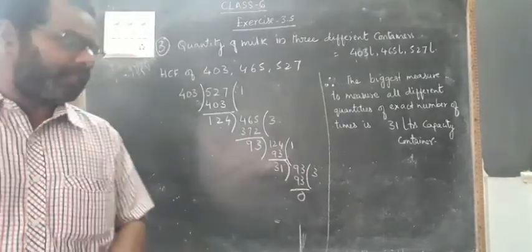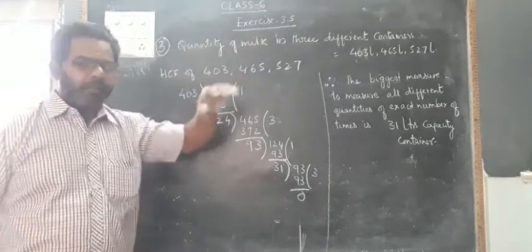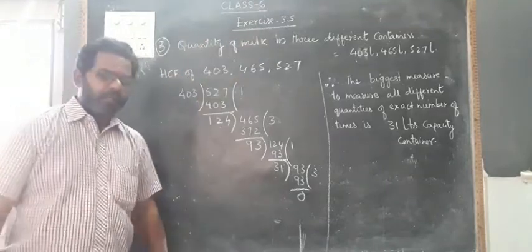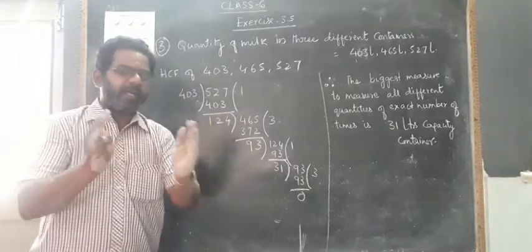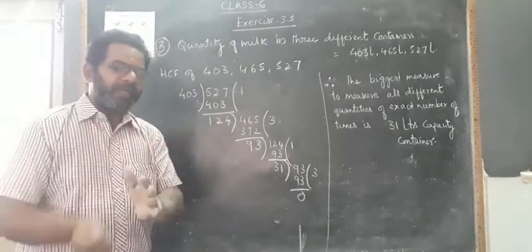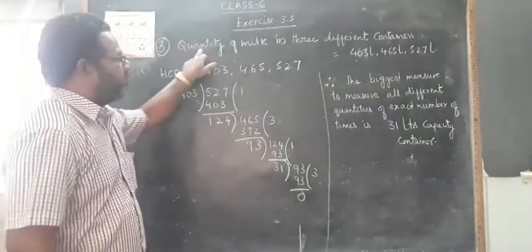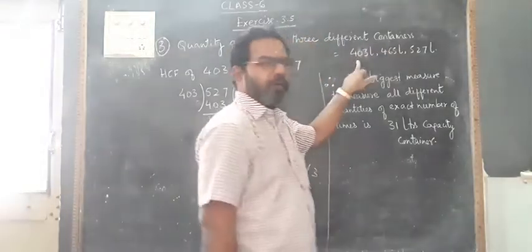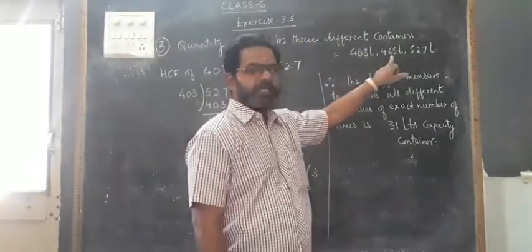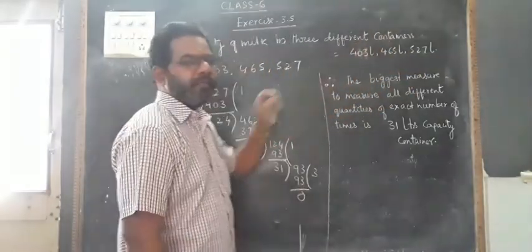Yes, coming to the next sum, third sum. So here I did not give the question on the board because you have the textbooks, you can see the question in the textbook. What is the question they have given? Three different containers are there. In those three different containers, different quantities of milk is there. Okay. So quantity of milk in three different containers is equal to 403 liters, 465 liters, 527 liters.